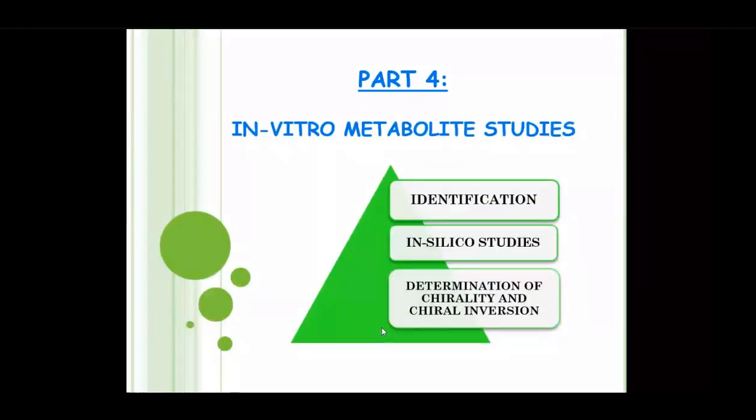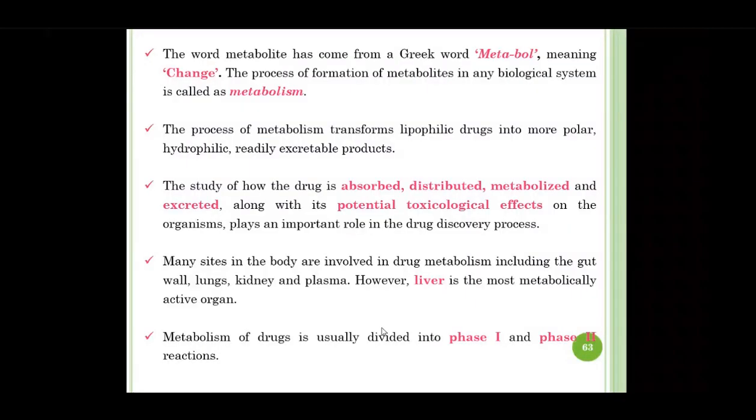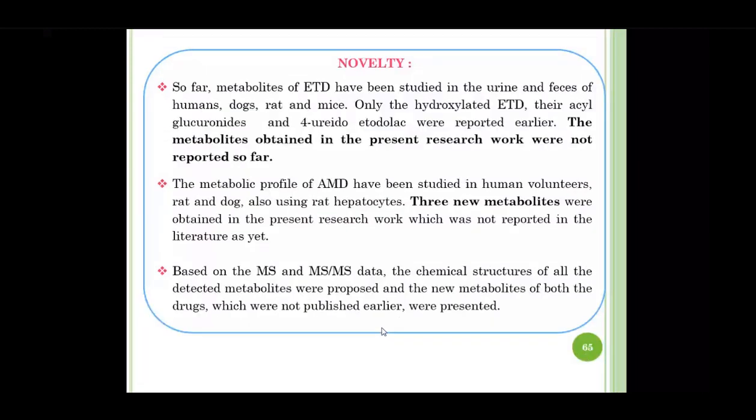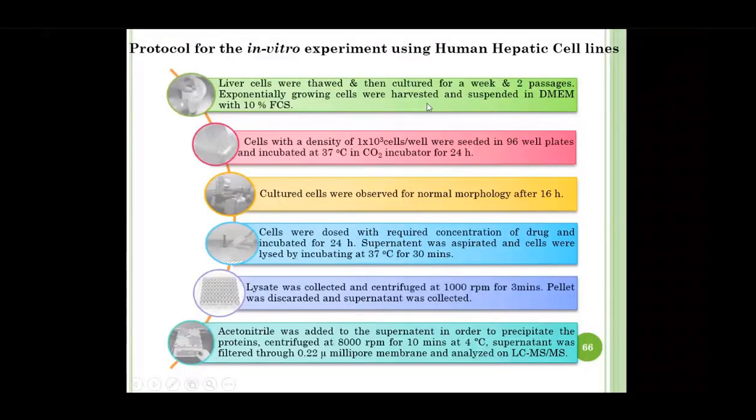Part 2, in vitro metabolic studies of those two drugs. So we had a method of extraction. We took the liver cells and then worked with liver cells. It was an in vitro experiment using human hepatic cell lines. So this is one way of preparing metabolites or making metabolites available by using in vitro studies. So this is all the sample preparation technique.